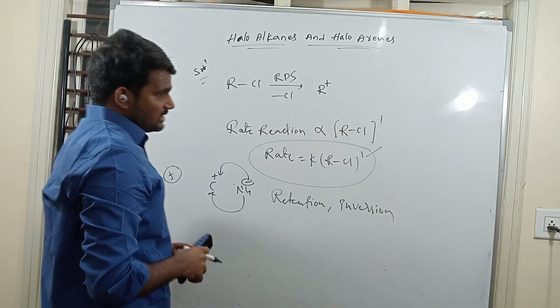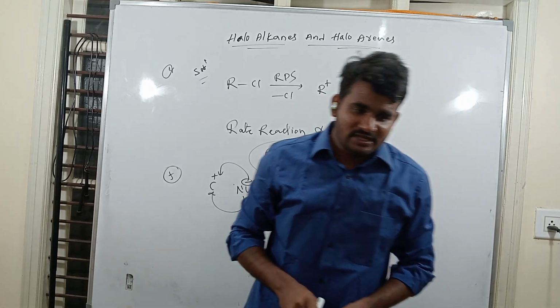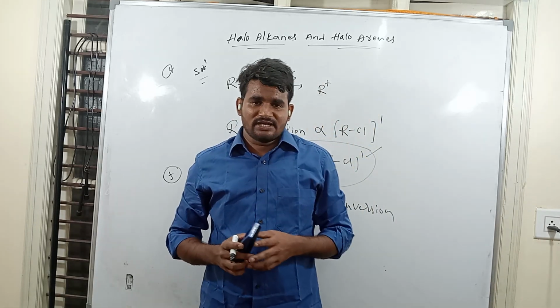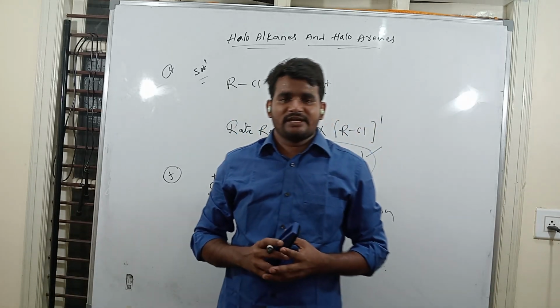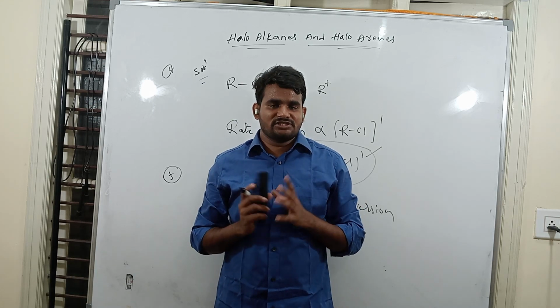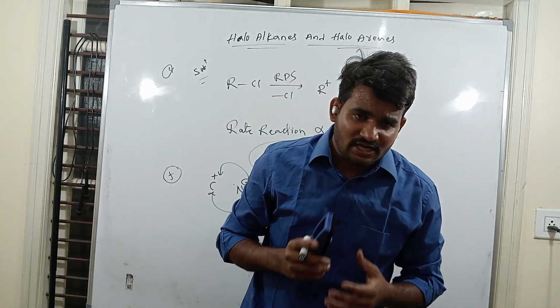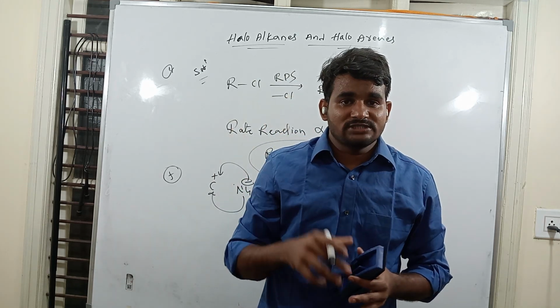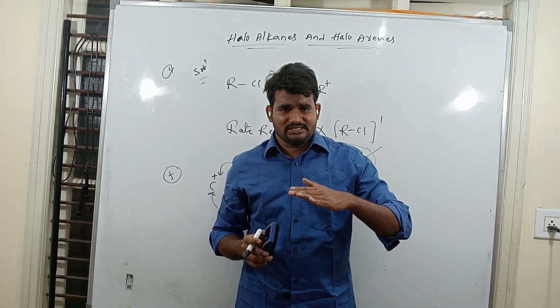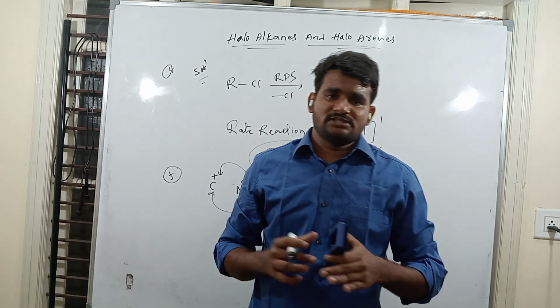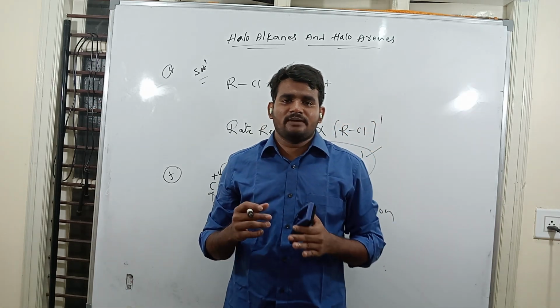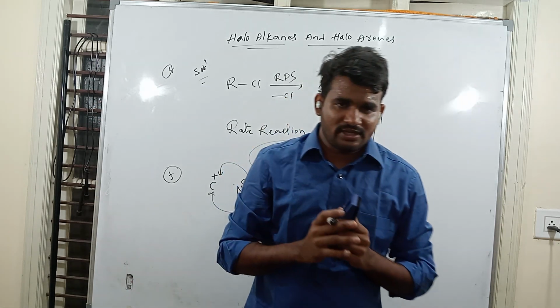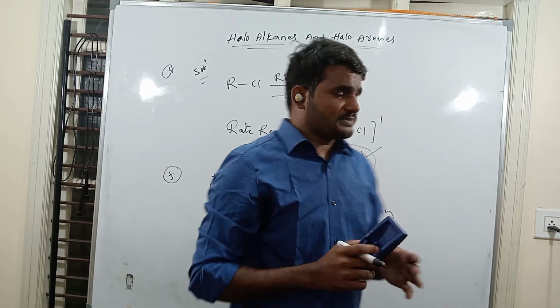Okay, what is the actual SN1 reaction? The SN1 reaction follows a two-step mechanism. First is carbocation formation. This is the first step, the rate determining step. After carbocation formation, any nucleophile can come and attack from both sides, because the carbocation is a planar structure. So the nucleophile attacks on both sides to form two types of products, retention and inversion.